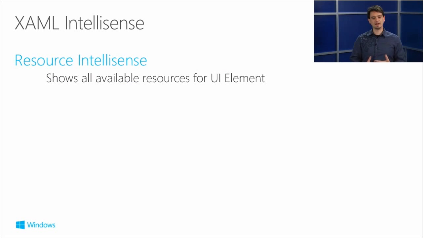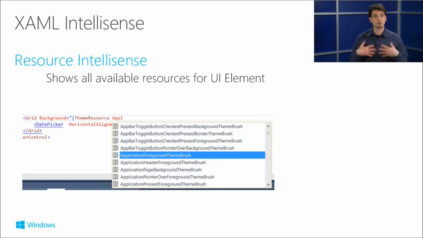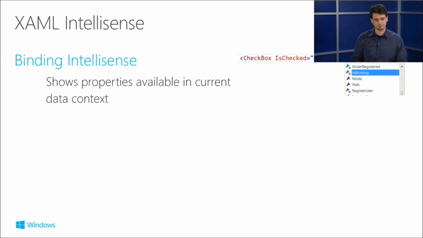We've also got some really great new XAML Intellisense available. We have Resource Intellisense, which shows all the available resources for a UI element. So all you need to do is say my property equals and then see theme resource, or you could say static resource, and it'll pull up all of the resources that are available for whatever element you're trying to pick. I've been using this like crazy because it's extremely helpful, very, very useful.